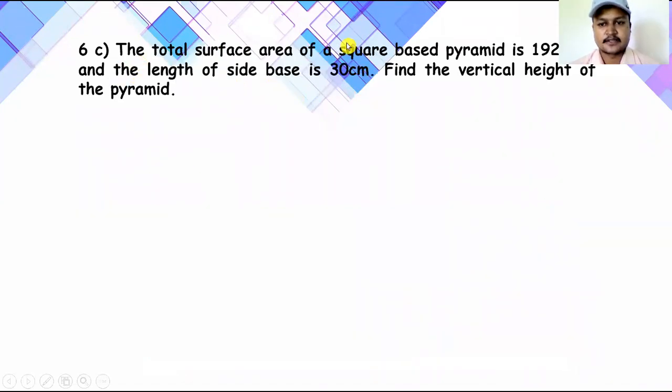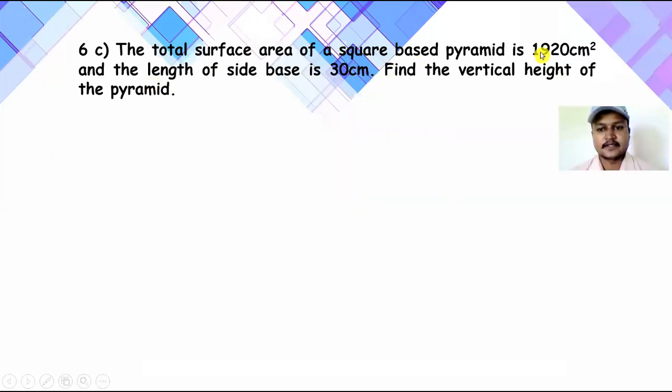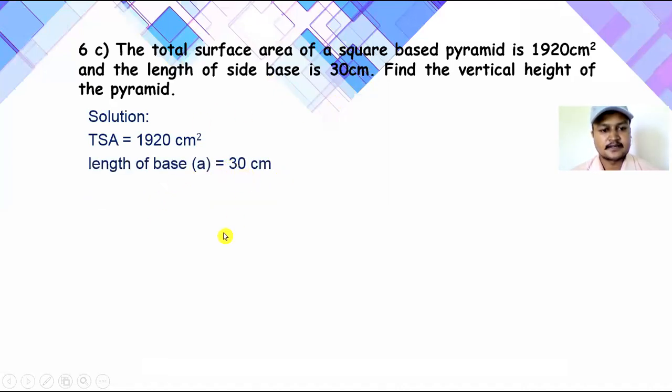Look at the next question, question number 6C. The total surface area of a square based pyramid is 1920 square centimeter and the length of side of base is 30 centimeter. Find the vertical height of the pyramid. We have to find the vertical height h. In the solution also, at first write the given things: total surface area 1920 square centimeter and length of side of base 30 centimeter.